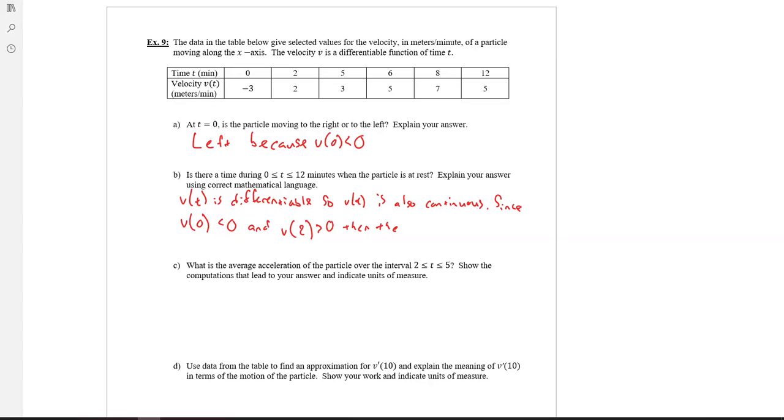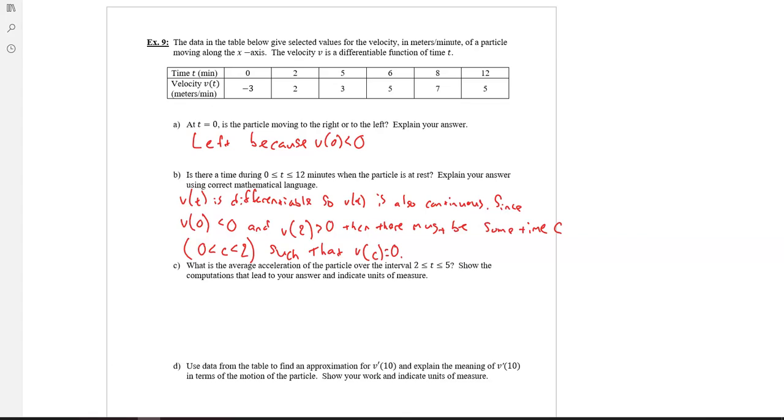then there must be some time, and we'll say sometime C, and I'll say here 0 less than C less than 2, such that V of C equals 0. Okay, just like that.